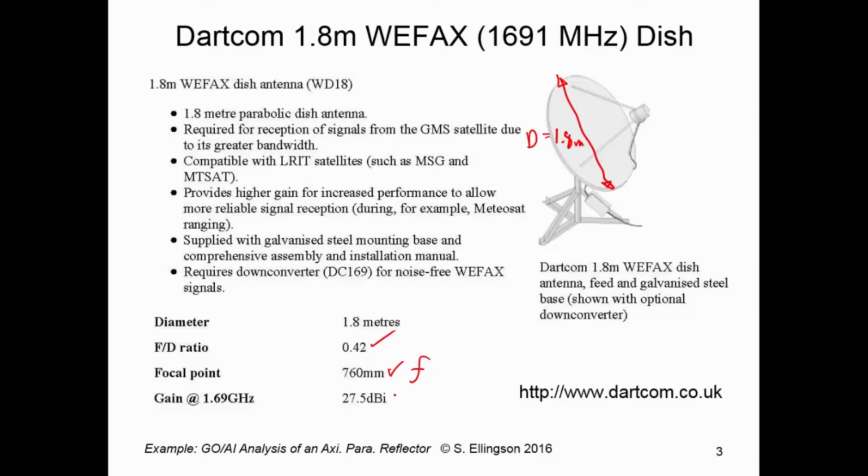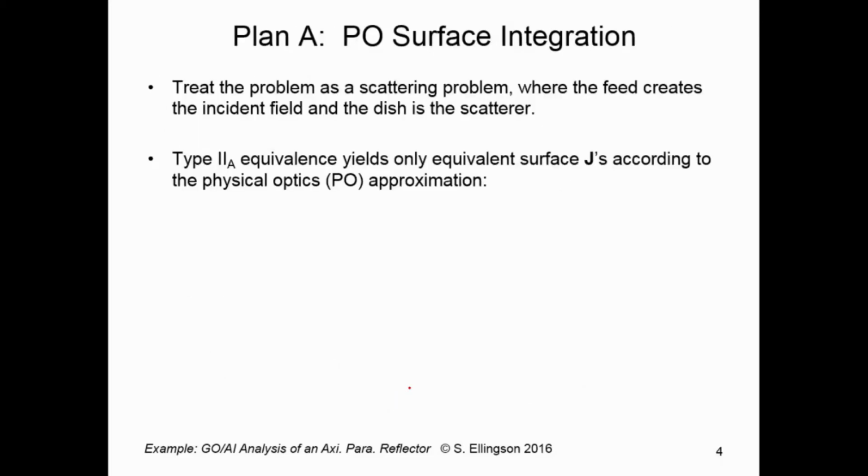Now here's the thing we're interested in checking up on. The gain of this dish at 1.69 gigahertz is specified to be 27.5 dBi. And we'd like to see if we can recreate that result. So, as I mentioned at the beginning of this lecture, there's two ways we can go about this.